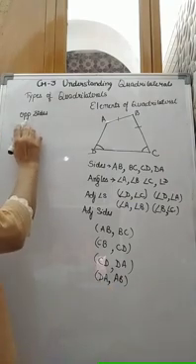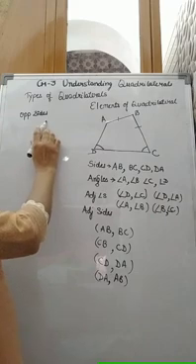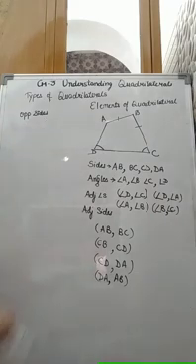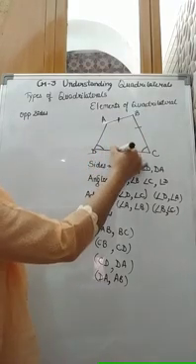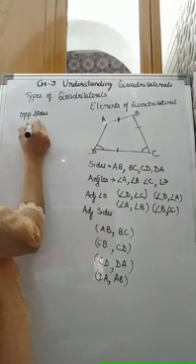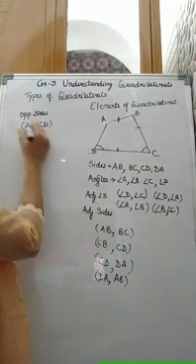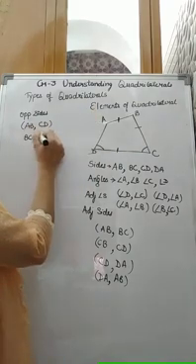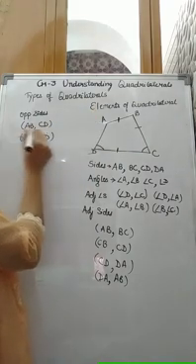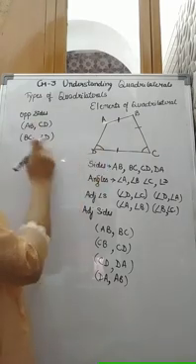Next element is opposite sides. AB, and the side opposite to AB is CD. AB and CD. Next is BC and AD. So these are your two pairs of opposite sides.